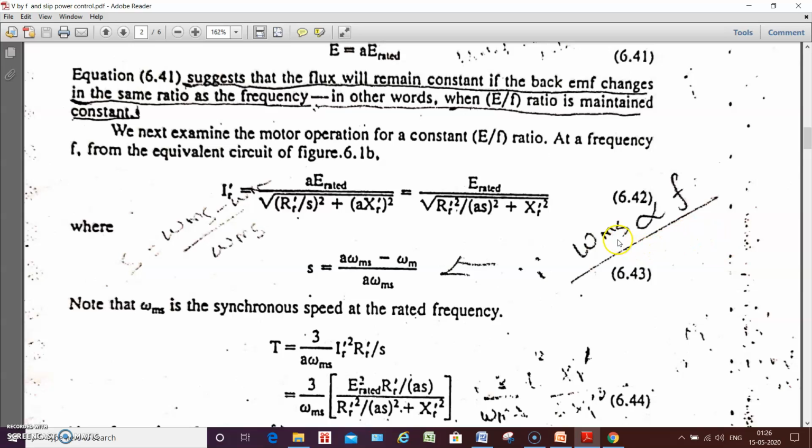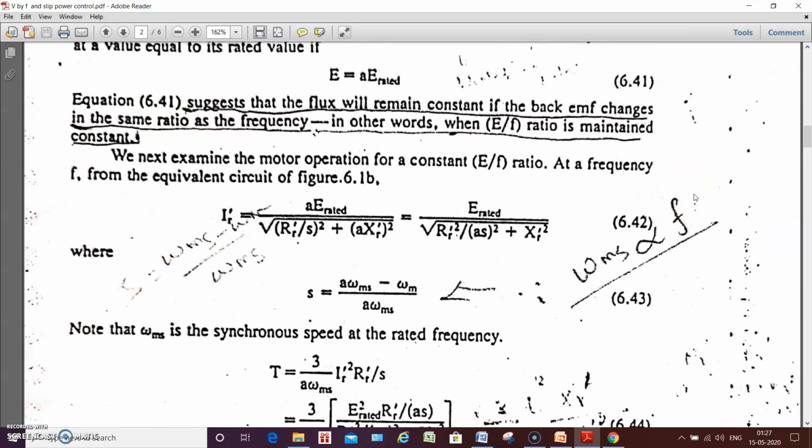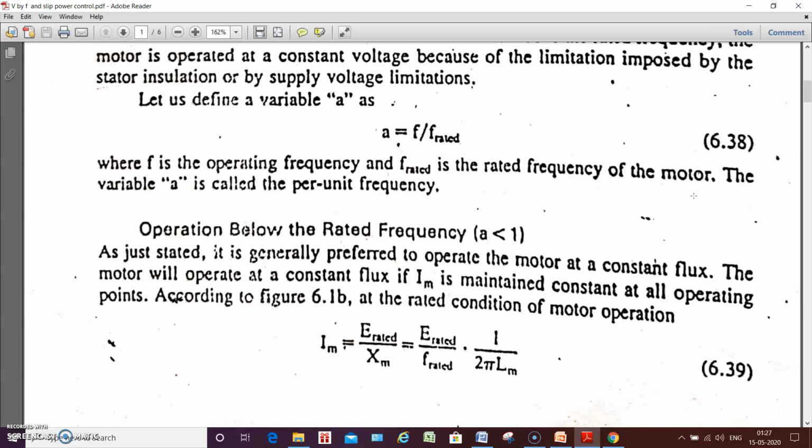Another parameter which will vary is the synchronous speed. Omega ms is the synchronous speed, or you can say N is the synchronous speed of the motor, that is 120 F by P. So this omega ms or Ns is directly proportional to the frequency. So the synchronous speed will also be directly proportional to the frequency. So while varying the frequency with a certain ratio, in this particular case the desired frequency F is going to be A into F rated. You just see, desired frequency F is going to be A into F rated.